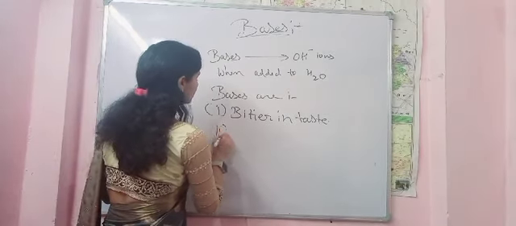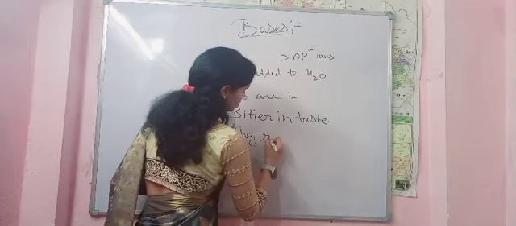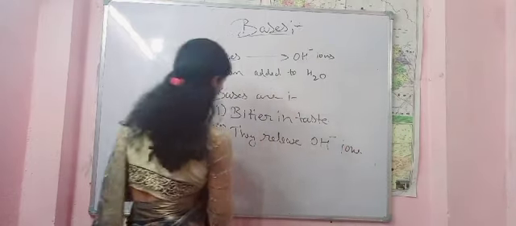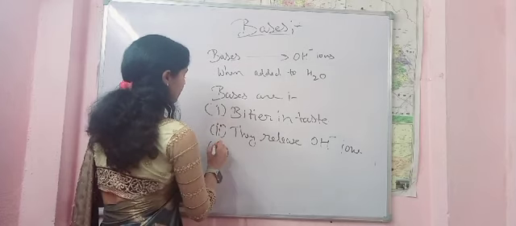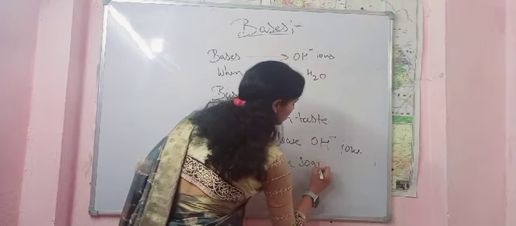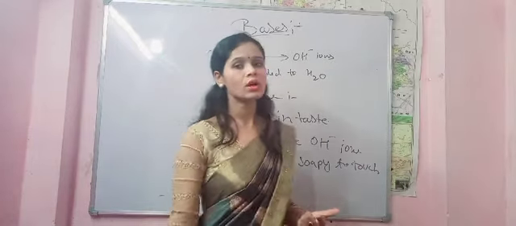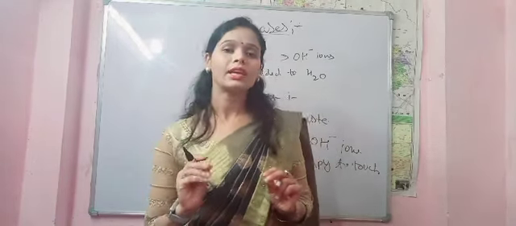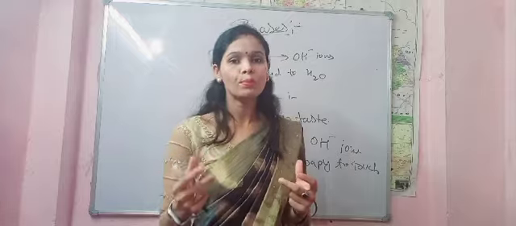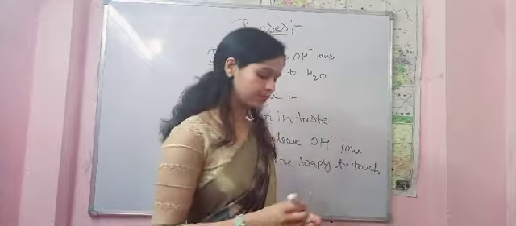Second, they release OH minus ions. Third, they are soapy to touch. Soapy to touch means when you touch a basic substance, it feels like you are touching soap. So their surface, their feel of touch, is soapy. So these are the three main properties of basic substances.